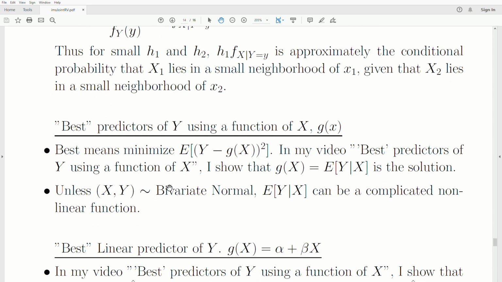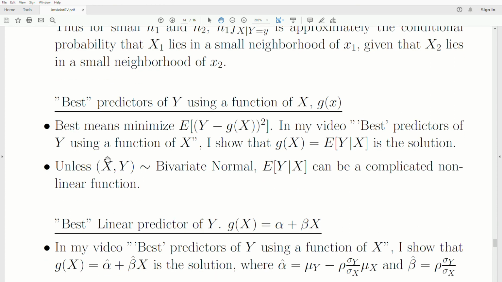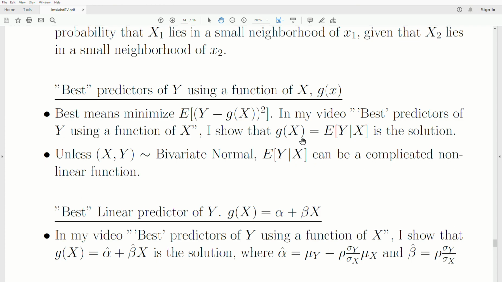Now let's look at the best predictor of y using a function of x, call it g of x. Best means according to squared loss, so the average squared loss. In a video I have called Best Predictors of Y using a function of X, I show that g of x is actually the expected value of y given x. That's the solution. Now, unless this random vector is a bivariate normal, this expected value can be pretty complicated. It can be a complicated nonlinear function. And so in many cases, we don't use that.